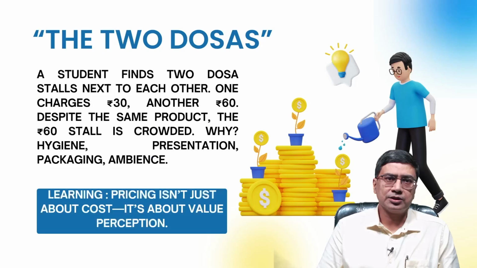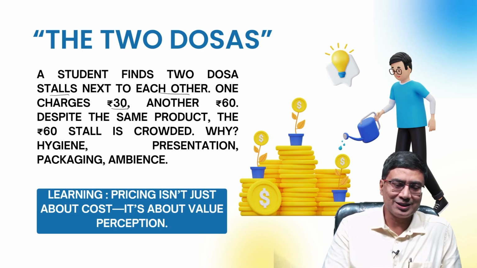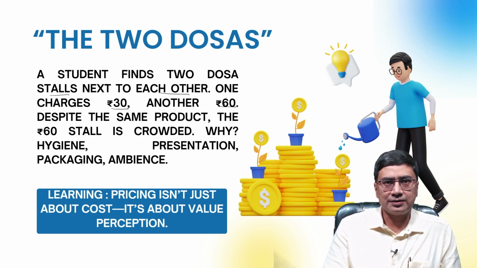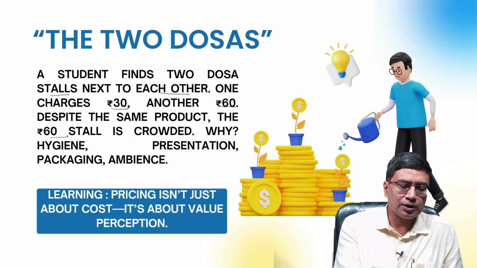Let us start the session with a story, the story of two dosa corners. One student finds two dosa stalls next to each other. One is charging rupees 30, which seems quite cheap. The other is charging rupees 60. Both dosa corners have the same product, with no difference in product quality, but the rupees 60 stall is crowded.